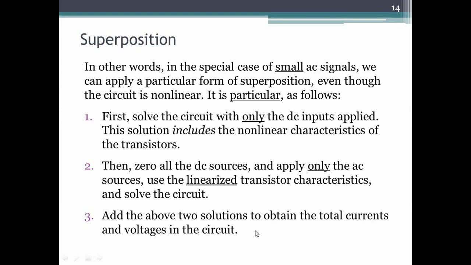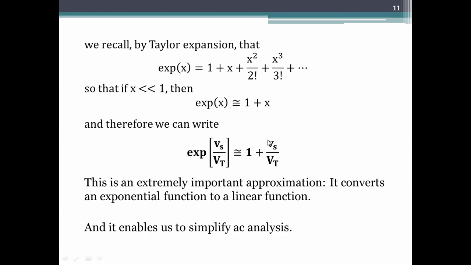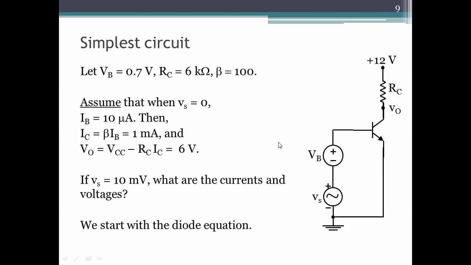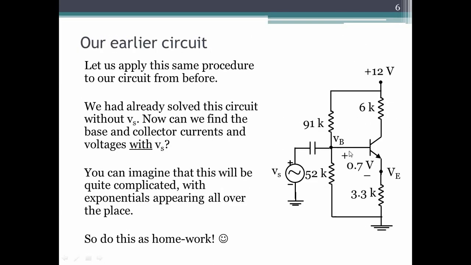First, we solve the circuit with only the DC supplies, only the DC input supplied. We remove the Vs, we remove the AC signal, and we solve the circuit. When we solve this circuit, we do include the nonlinear characteristics of the transistors. This we did. So let me go back to that. Where is that circuit? Not this circuit. This circuit.